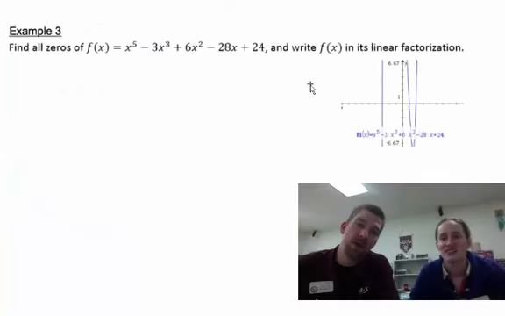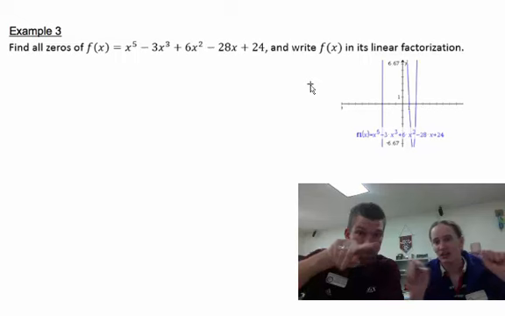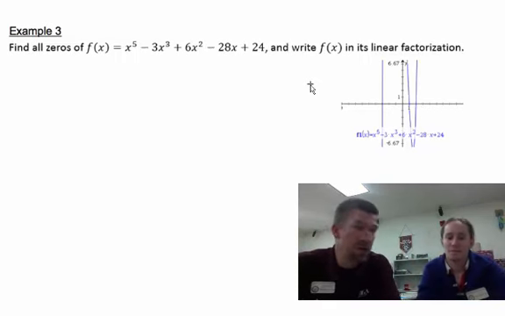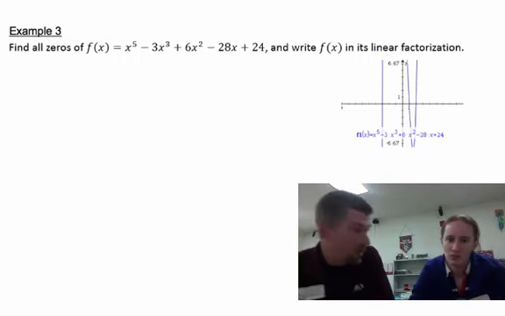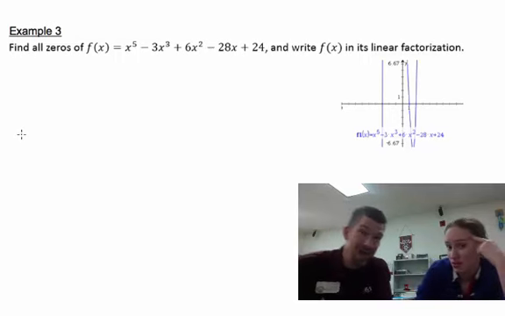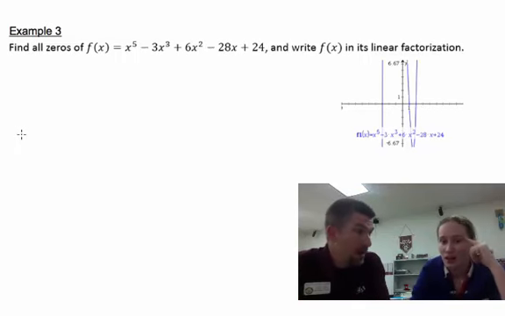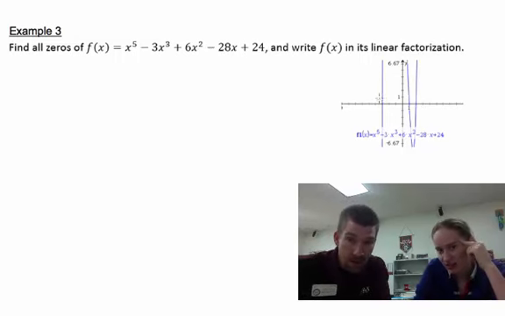Okay, we've got a graph here of this function, x to the 5th minus 3x cubed plus 6x squared minus 28x plus 24. We want to write it with linear factors, which means lines, all factored out. And we want to find all the zeros. Now, real quick, the fundamental theorem of algebra tells us that we're going to have 5 zeros, because it's a 5th degree polynomial. Yeah, and that means 5 complex zeros. Right. So now, if we look at the graph, I can see 1, 2, 3.